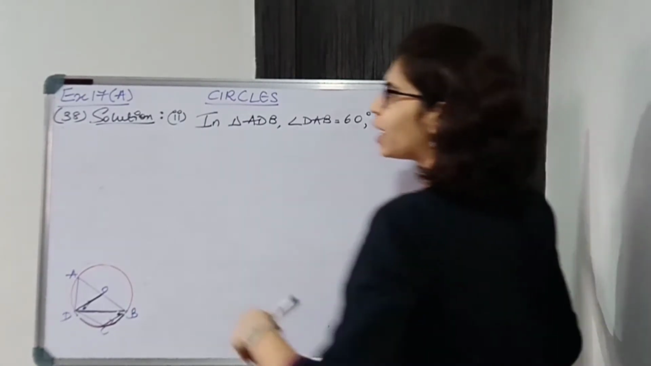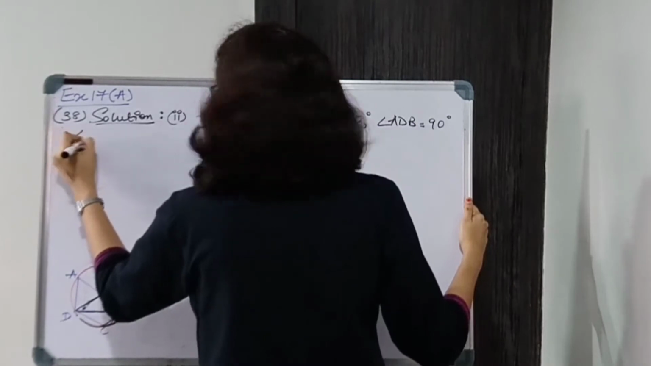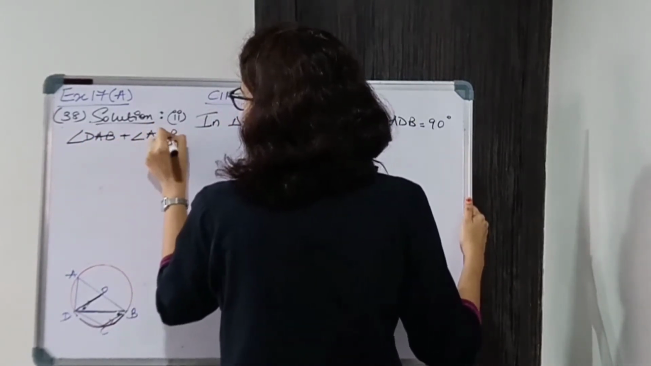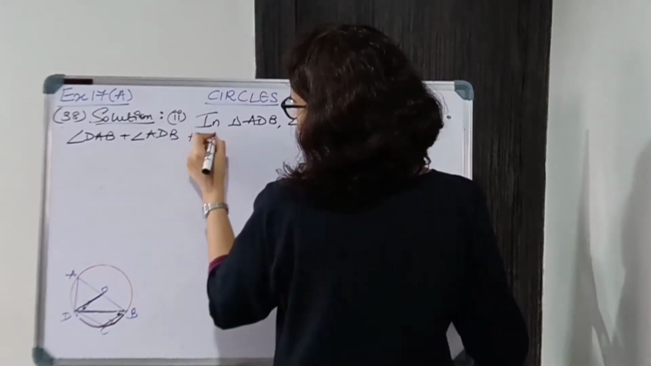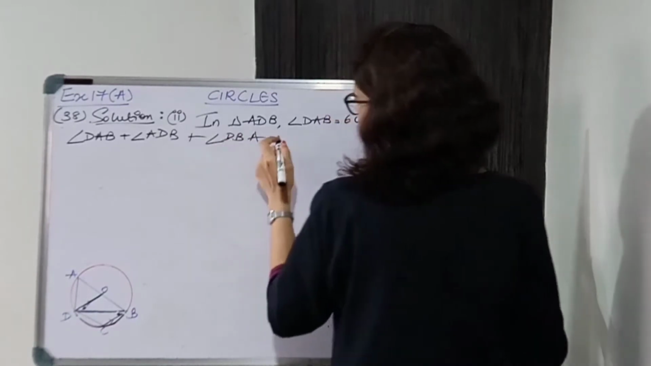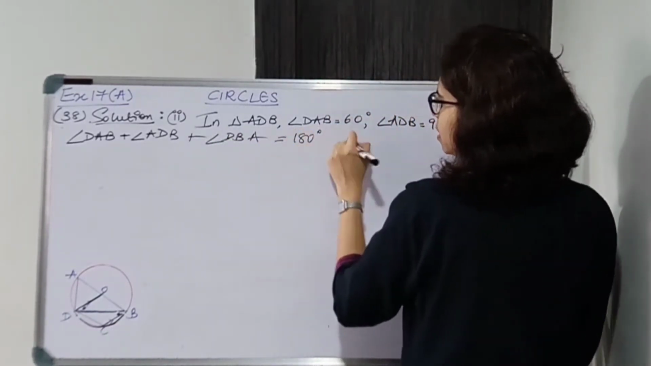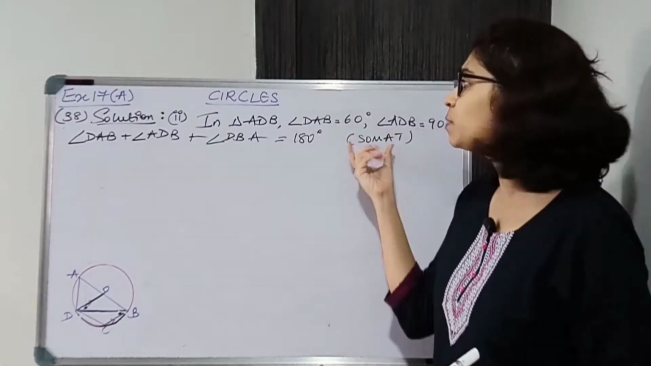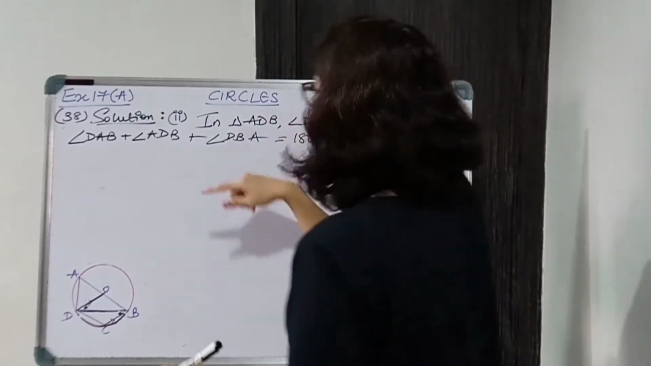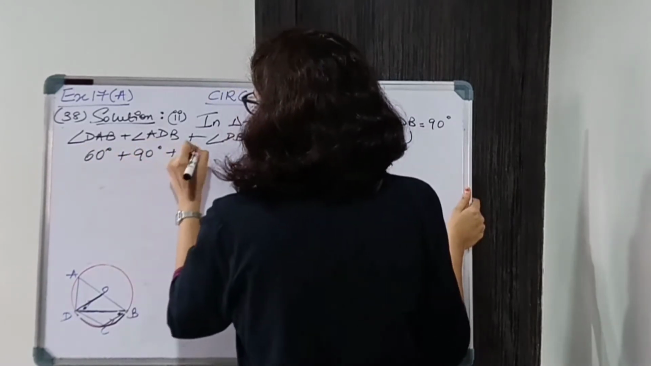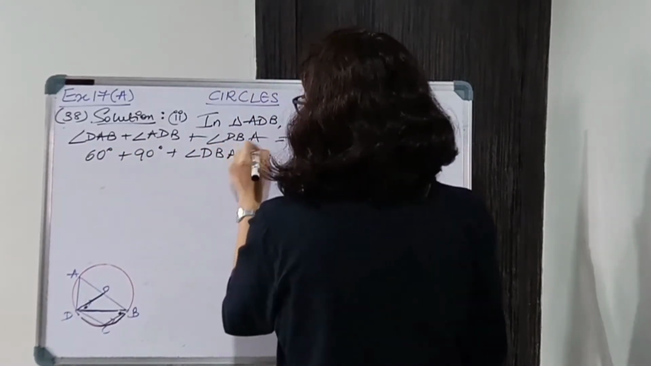Now we'll use the sum property. So angle DAB plus angle ADB plus angle DBA is equal to 180 degrees. Sum of measures of angles of a triangle is 180 degrees. Please don't write SOMAT. Substituting the values, this is 60 degrees, this is 90 degrees, and this is the angle that we have to find.